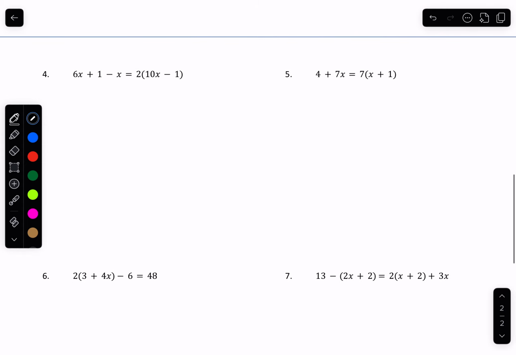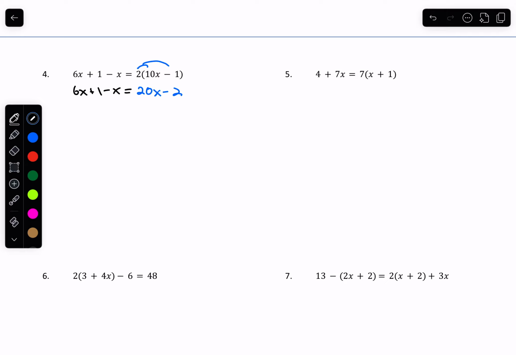All right, number 4. Now we have to do a little bit of simplifying before we can solve. So we have 6x plus 1 minus x equals 2 times (10x minus 1). So what our directions told us is that if we can distribute, we want to do that first. So on the right side, I'm going to distribute this 2 to get 20x minus 2, because I multiply the 2 by each thing inside. And right now, I'm going to leave the left side alone, 6x plus 1 minus x. So all I did in that step was distribute the 2.